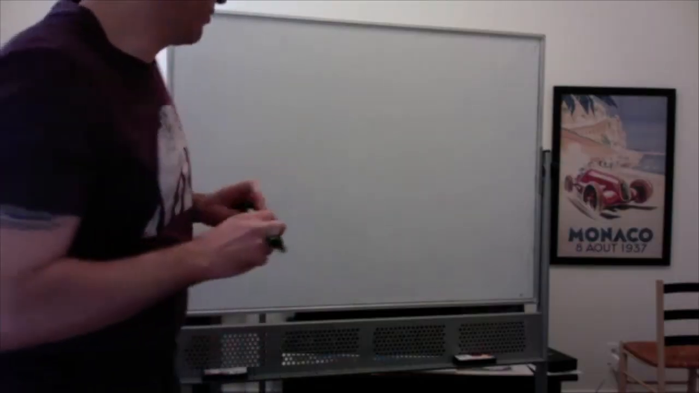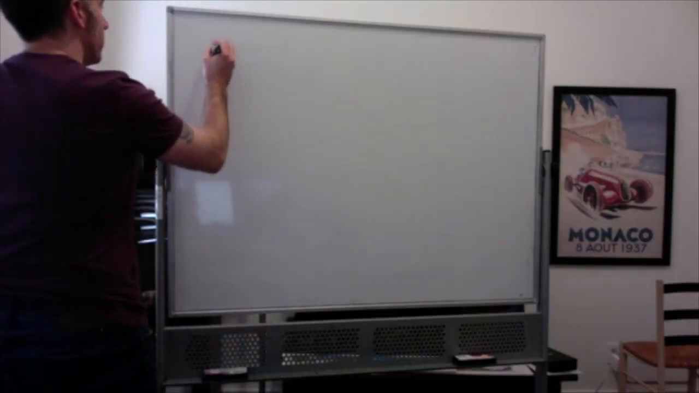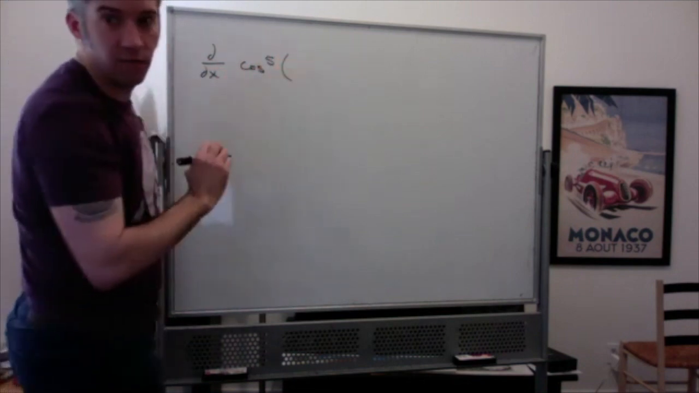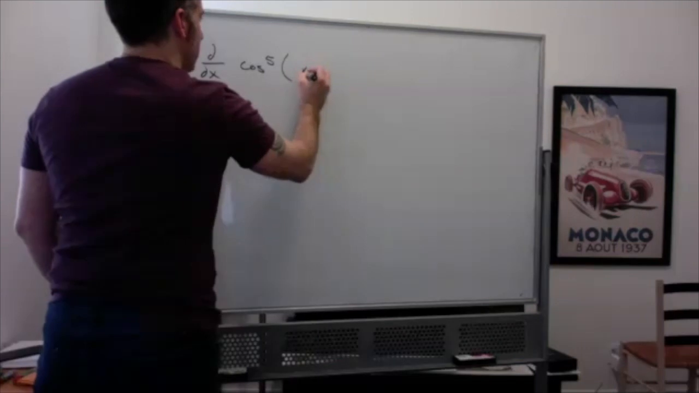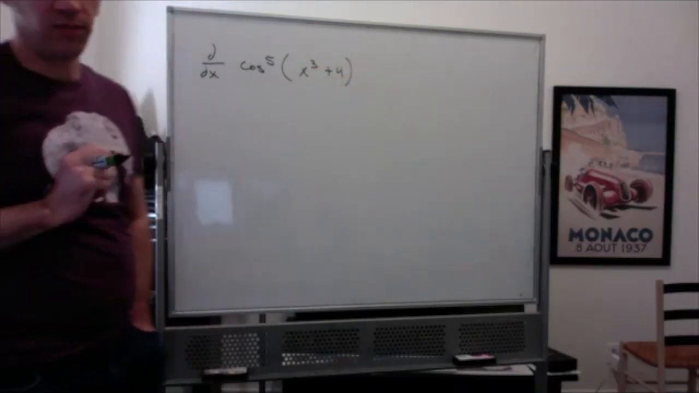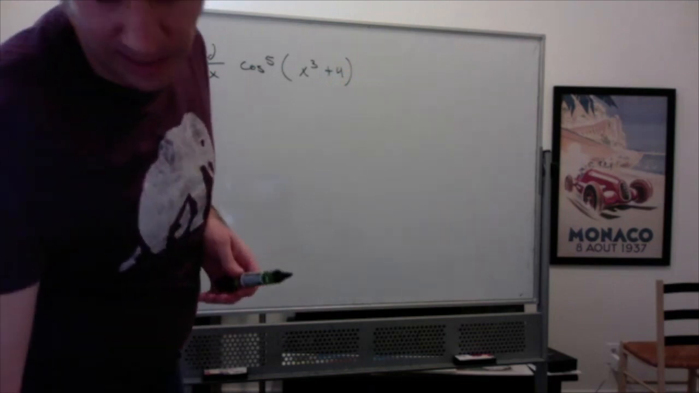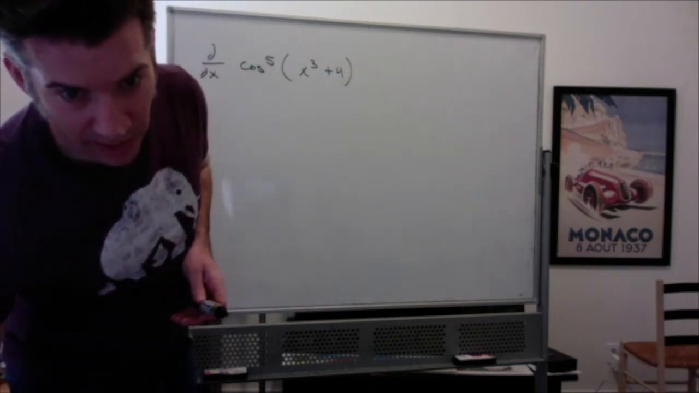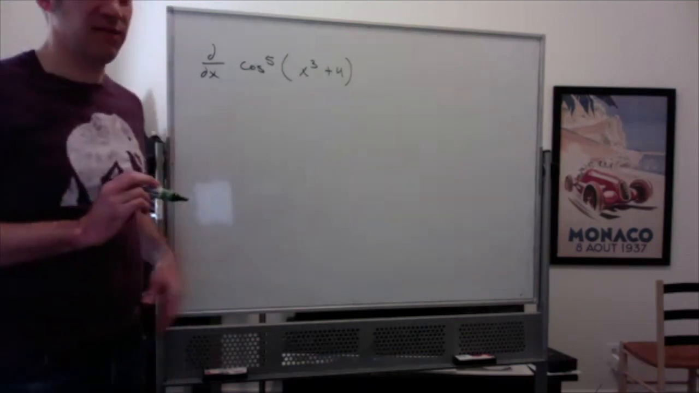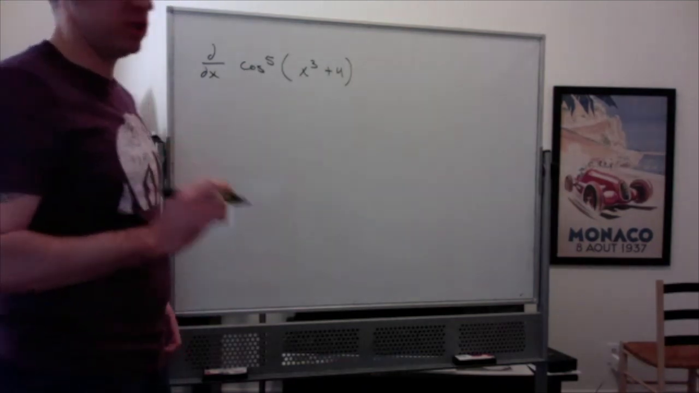So let's find some derivatives. Let's find the derivative of cosine to the fifth of x cubed plus 4. And so when I see this, I see a function of a function. I actually see many functions composed together. In fact, when I see this specifically, I want to do one thing before I start differentiating.